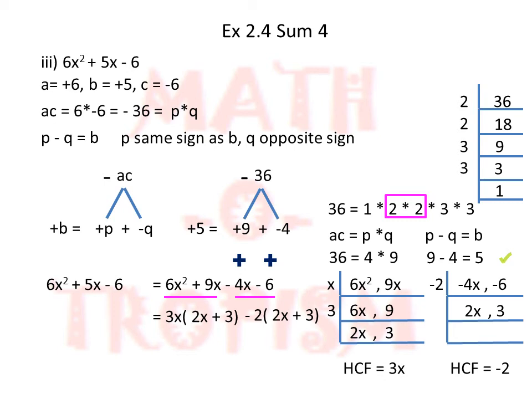And what is the balance remaining after I take out the minus 2? It is 2x plus 3. So you can see both brackets whichever are there inside is common, 2x plus 3, which I take outside. So the balance remaining in the first term is 3x and in the second term is minus 2. So 6x square plus 5x minus 6 is split into 2x plus 3 into 3x minus 2.